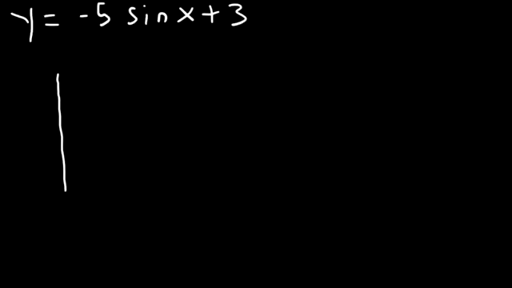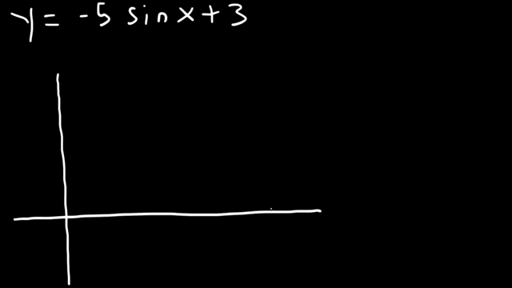Go ahead and graph -5 sine x plus 3. So once again, we can see that the period is going to be 2 pi. There's no special number in front of x. So we're going to get the same typical 4 points. The vertical shift is at +3. So let's say 3 is at this point here. We don't have to be too specific, but you could if you want to.